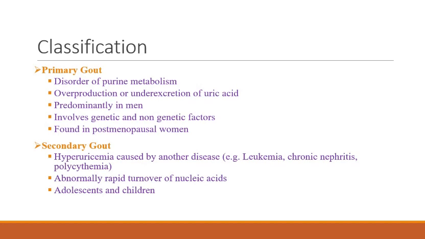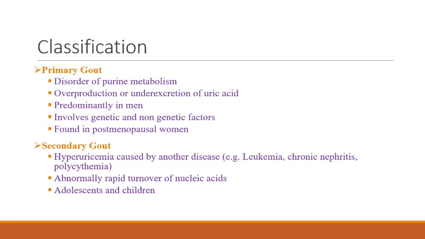The occurrence of gout in women is uncommon, but it is usually found in postmenopausal women. Secondary gout develops as a combination of hyperuricemia caused by other disorders such as leukemia, chronic nephritis, polycythemia. This type of hyperuricemia is usually associated with abnormally rapid turnover of nucleic acids. This specific type of gout can be observed in both adolescents and children.